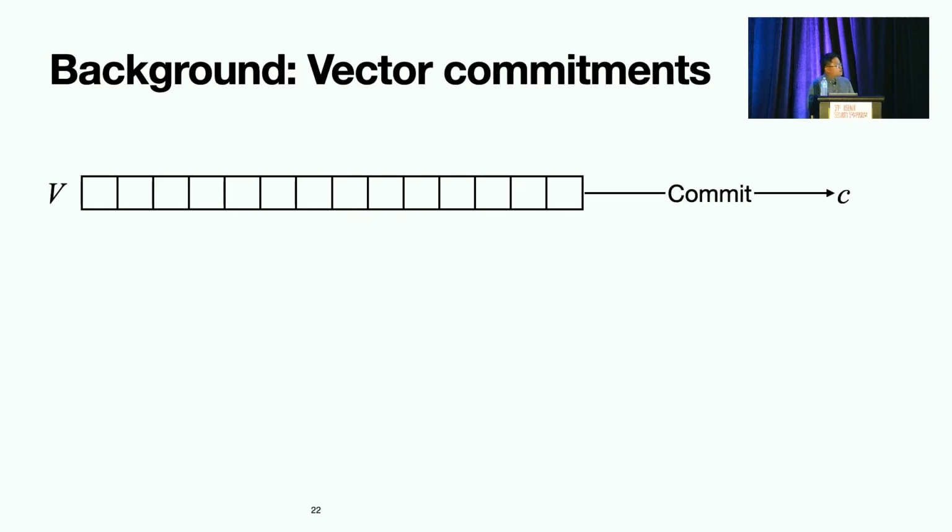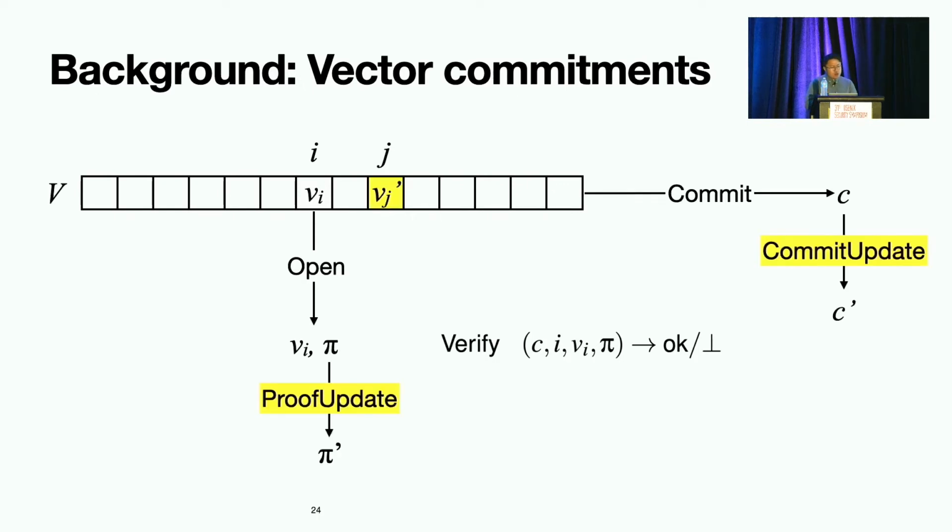I'll give some background first on vector commitments. Let V be a vector of fixed size. The commit operation creates a small commitment C out of V. Let I be an index into V, and let Vi be the element at that index. Open creates a proof pi, and verify takes in an I, a Vi, and a pi, and checks that it was correctly created with respect to some C. There are two additional operations that these vector commitments support, proof update and commit update, which update a proof and a commitment respectively, given an update in the underlying vector.